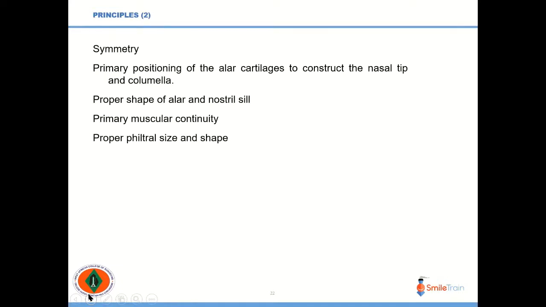Cartilages to construct the nasal tip and columella would deal with different options for that. You need to get a proper, and you need primary muscular continuity. That's so important. Size and shape.